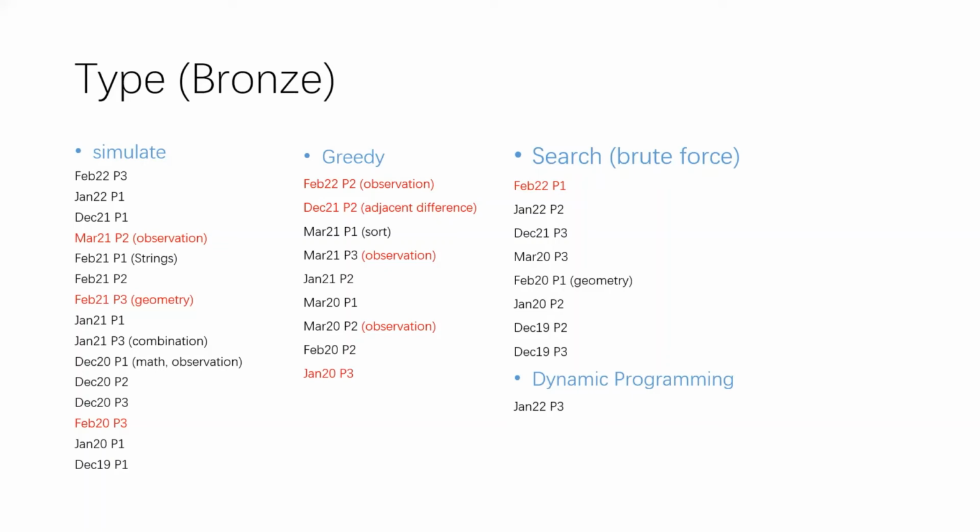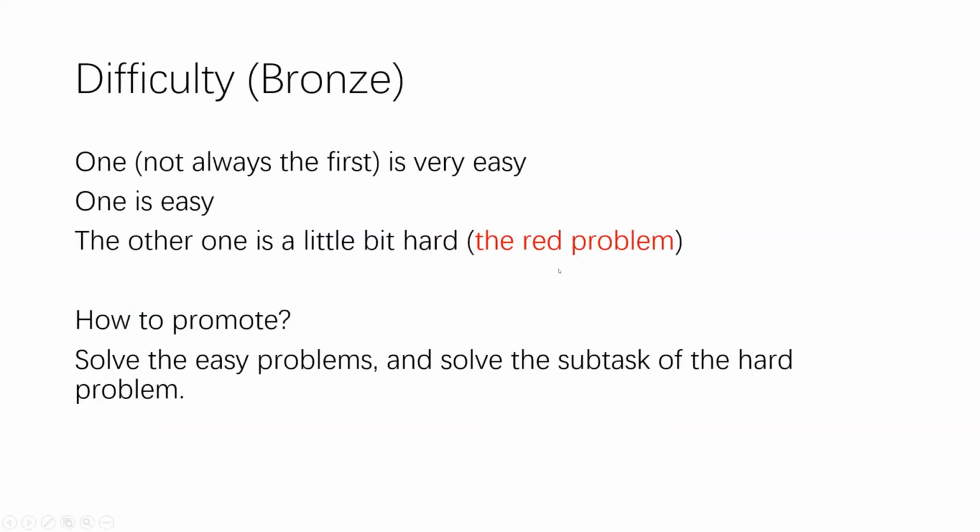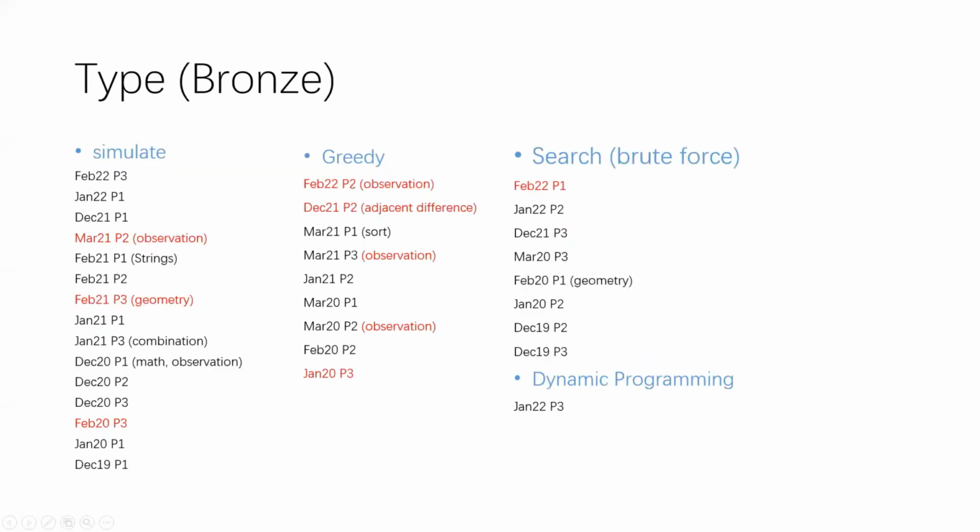Okay, so how is the difficulty in the bronze level? I think one of them is very easy, like this one I just showed you, and one is easy. Maybe you will spend some time on it, but it's not too difficult for you to solve. And then the other one is a little bit hard. That is the red problem. The red problem is a little bit hard.